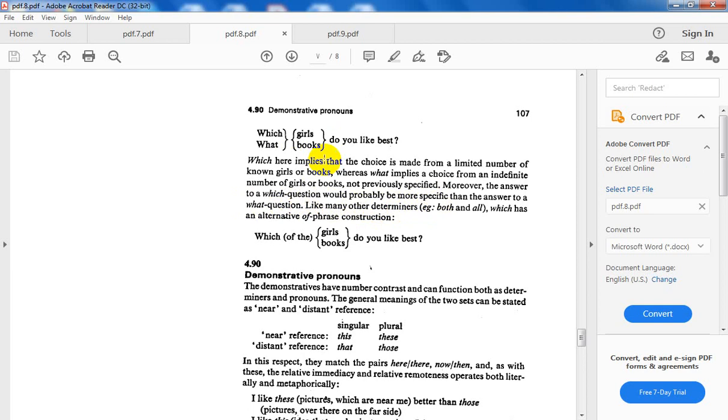Now let's see the interrogative pronoun. An interrogative pronoun is a pronoun. They replace a noun. So what? I have this question mark. But as a relative there is no question mark. They relate. Like many other determiners, both and all, which has an alternative phrase construction. Which of the following, of course this is optional, which of the girls, which of the books do you like best?